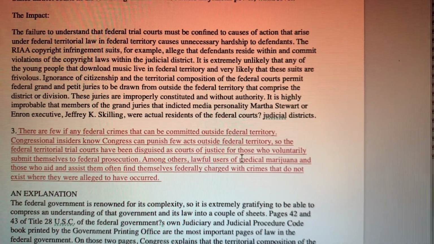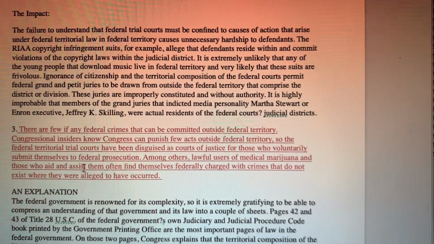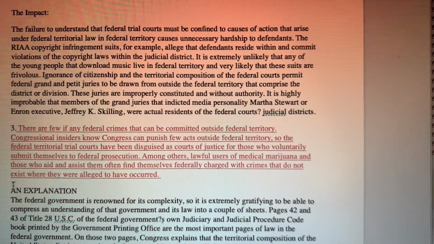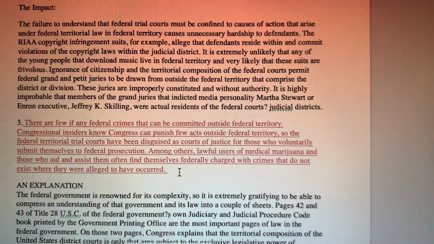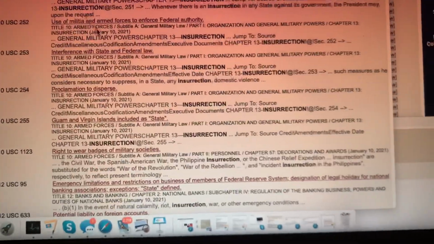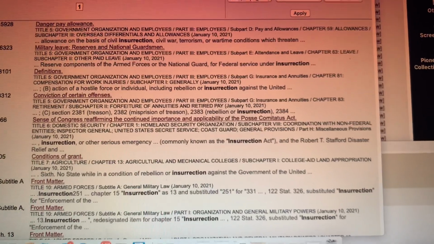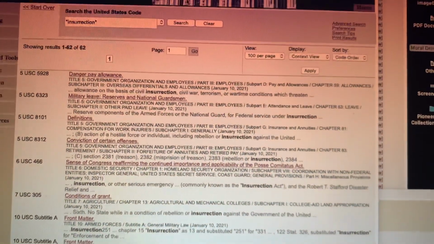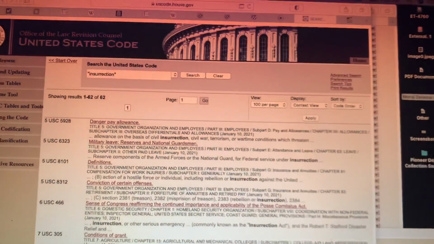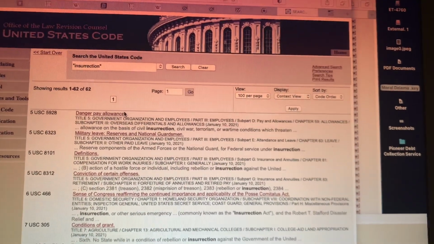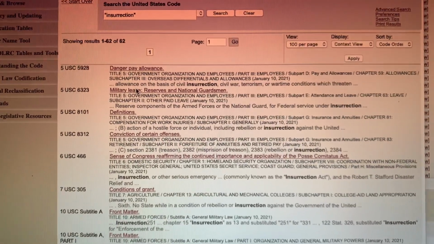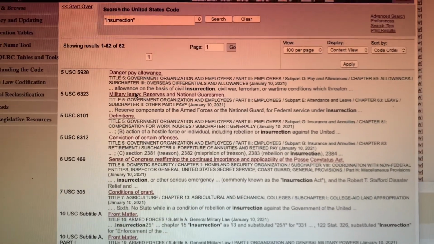Among others, lawful users of medical marijuana and those who aid and assist them often find themselves federally charged with crimes that do not exist where they were alleged to have occurred. Outside of federal lands, the federal government does not make law. Okay? There's some books called Jurisdiction Over Federal Areas Within the States that also tell you this. There's also tons of case law that tell you that if you're not on government lands, the government laws don't apply to you. You're not a party to it. You're not a member of it. You're not under it. It does not apply to you.